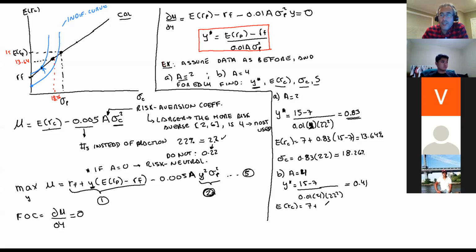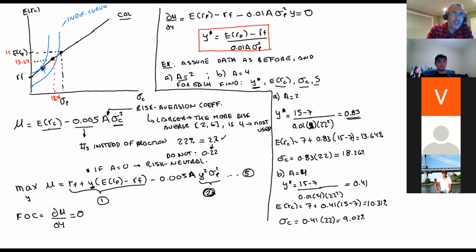So if I use 0.41, what I expect is that the expected return of my complete portfolio is going to be 7 plus 0.41 times 15 minus 7. And the volatility of my complete portfolio is going to be 0.41 times 22. So can someone give you the values? It's 10.31 for the expected return. Yep. And 9.02.